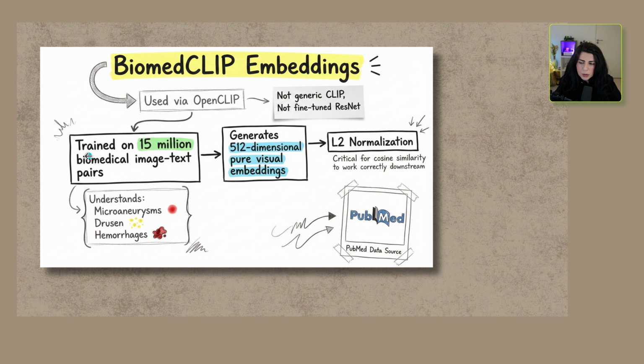It has been fine-tuned on 15 million biomedical image and text pairs. It understands lots of diseases, and it has a 512-dimension pure visual embedding. We can use cosine similarity with L2 normalization. And the source is the PubMed data source, which is one of the very famous datasets in the medical world.